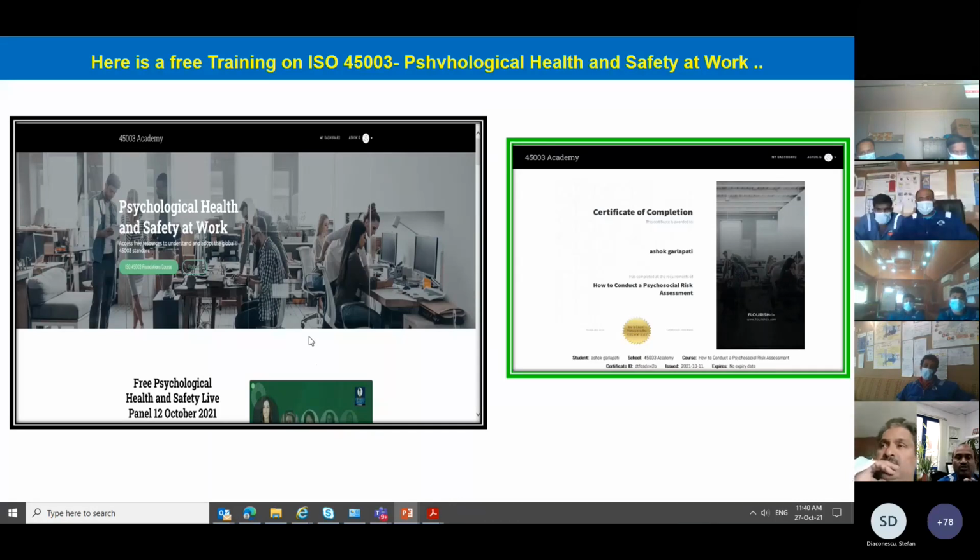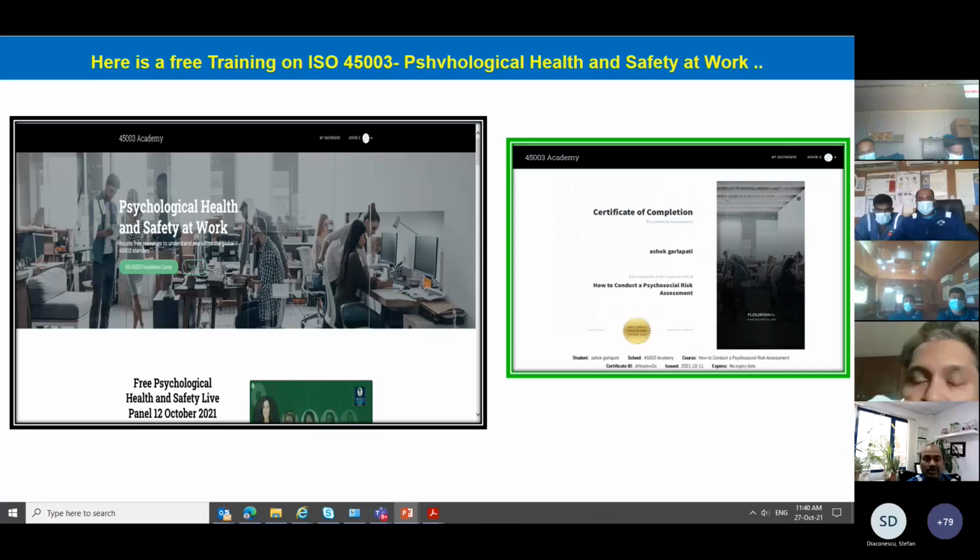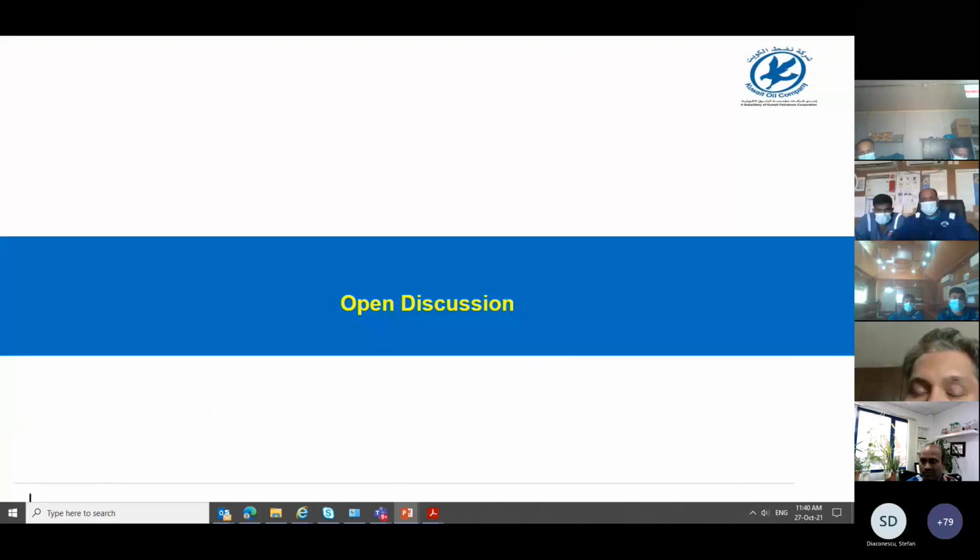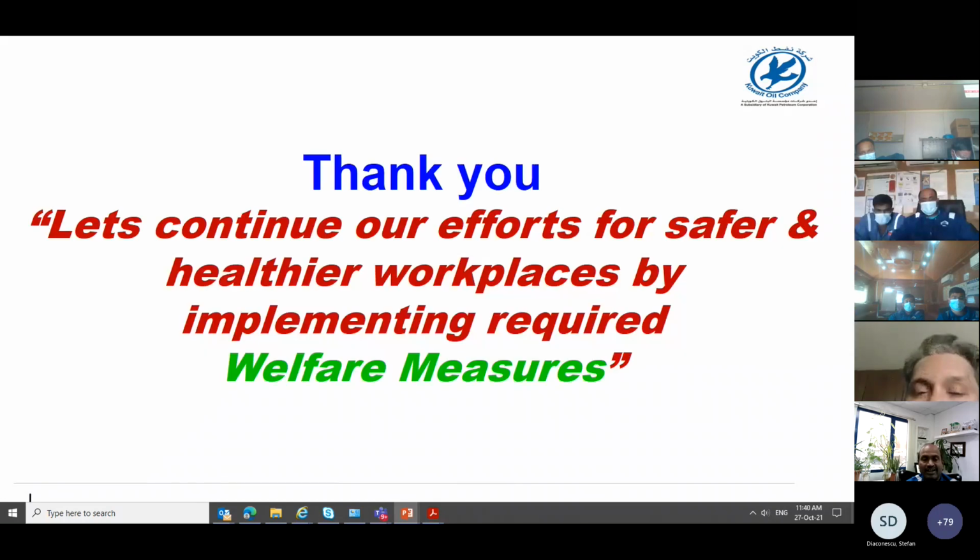Basically, it talks about how to do the psychological health and safety at work, what the hazards are and what the risk controls are. You can have a very systematic training program, a pre-training program. I recommend everybody to attend ISO 45003.org. Okay. So with that, we would like to conclude today's presentation of the North Kuwait virtual drive.